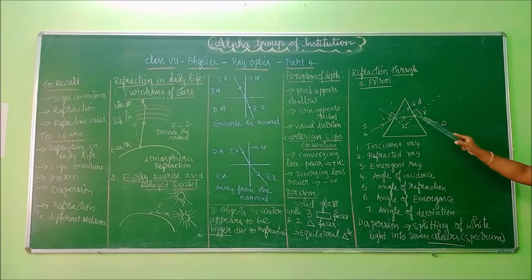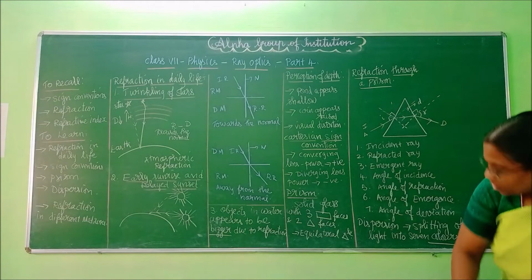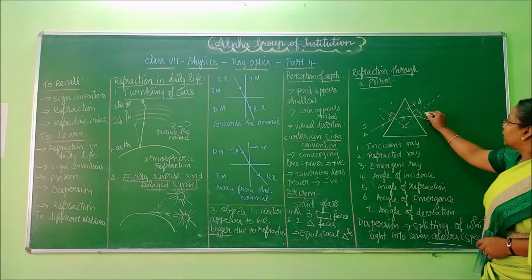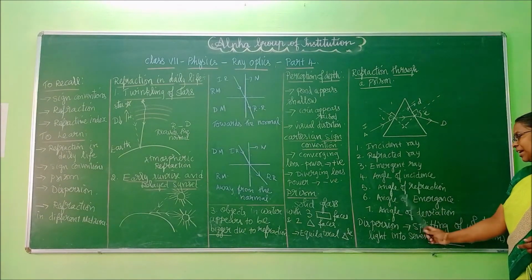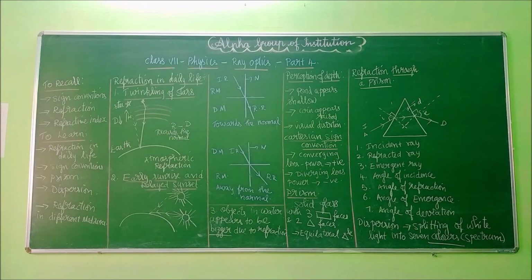Next one. This ray is called the emergent ray, and the angle between this emergent ray and the normal is called the angle of emergence. So it is denoted by the letter E. Right? So what are the 3 angles we have learned now? Angle of incidence, angle of refraction, and angle of emergence. Right. Now one another angle we have.